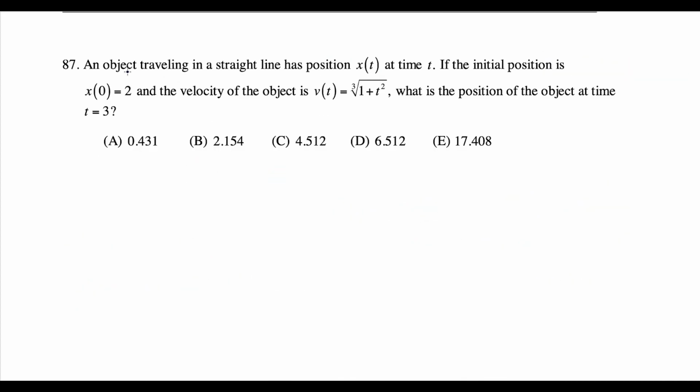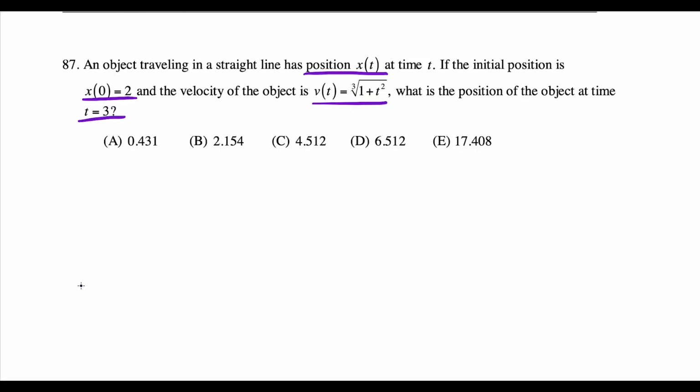For question 87, we have an object traveling in a straight line, and we have the position function x of t, and we have the initial position here, and we have a velocity function telling us how fast the object is moving and the direction that it's moving, and we want to know the position of the object at t equals 3.